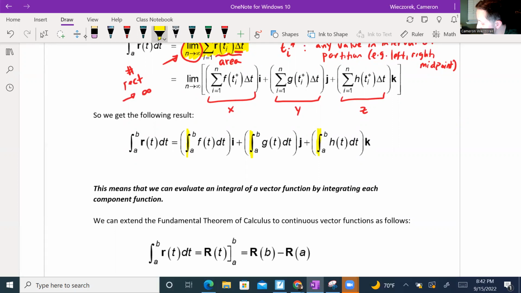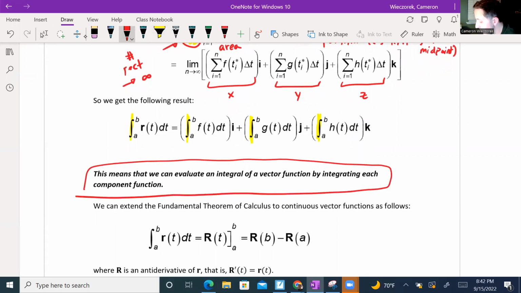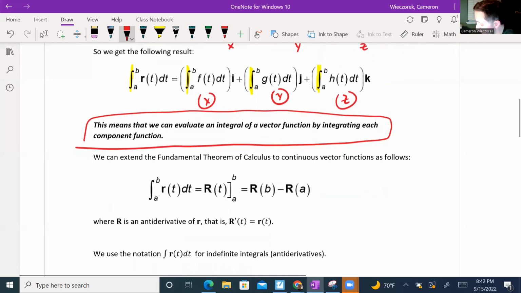This was the symbol that you used last year for the definite integral. Okay. So this is really the result that we get. Summary, this box: you can evaluate the integral of any vector valued function by integrating each component function. Do it once for x, do it once for y, do it once for z. Okay. And so we can extend the fundamental theorem of calculus to continuous vector functions as follows.